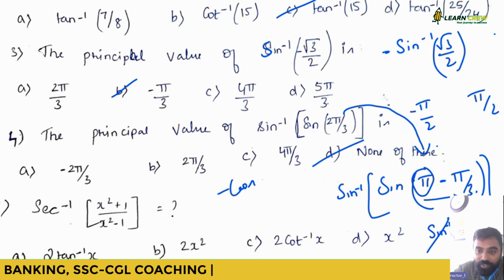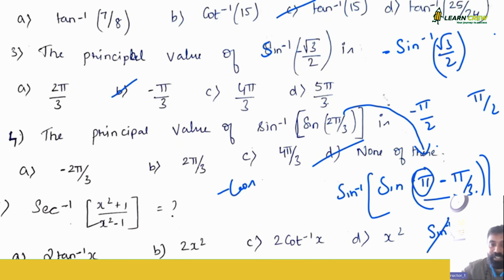3 pi by 2 is also not there, so then I will check it again. So it keeps on repeating. It's a cycle, right? These are the trigonometric functions available in basic trigonometry that you can cross-check if you have doubts.